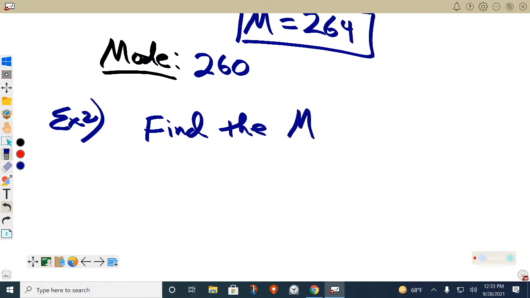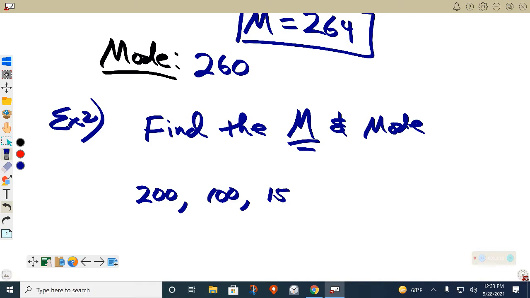Find the median and mode. Again, when I write capital M, I'm talking about median now, not x bar, which is mean. There's our data. Go and write that down.